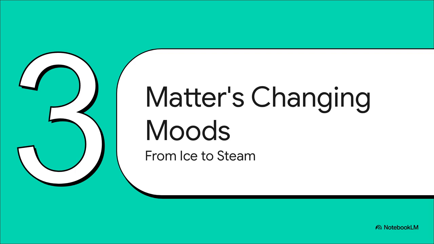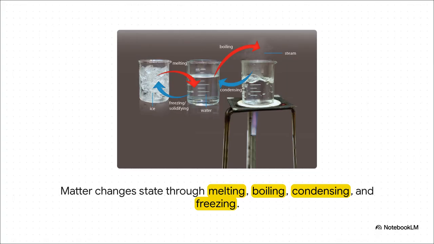So, hold on. If the only real difference between these states is just how the particles are arranged and how much energy they have, well, that must mean you can change a substance from one state to another just by adding or taking away energy, right? And of course we can. We see it all the time when ice melts into water, or when you boil that water and it turns into steam. And it goes the other way too. When steam cools down, it condenses back into water. And when that water gets cold enough, it freezes right back into solid ice.